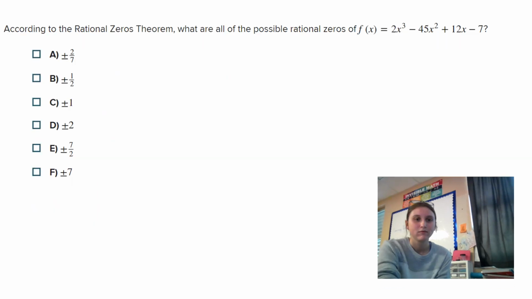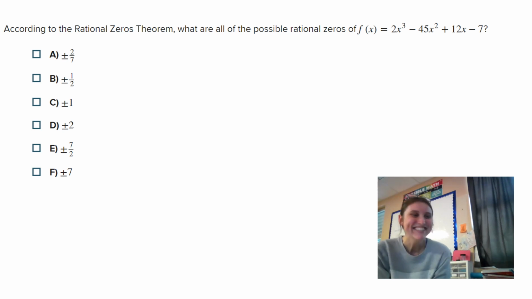Sure. Do you want to do another one? Yes. According to the rational zeros theorem, what are all the possible rational zeros of f(x) equals 2x cubed minus 45x squared plus 12x minus 7? Good job. And then we test these ones, right? Do you know what the rational zero theorem is? The rational root theorem? I do not.